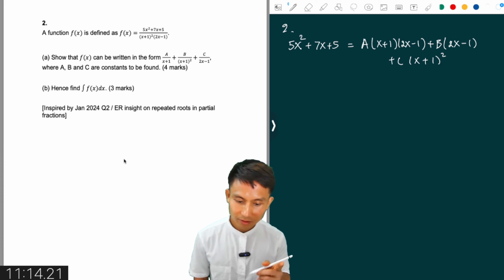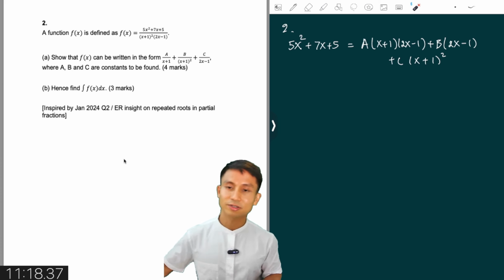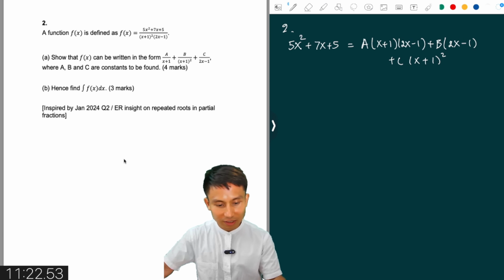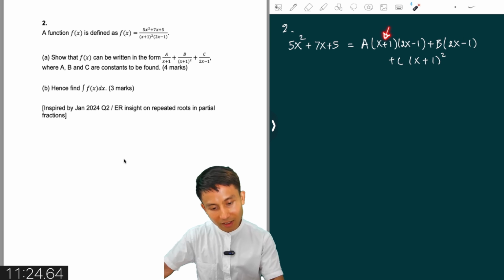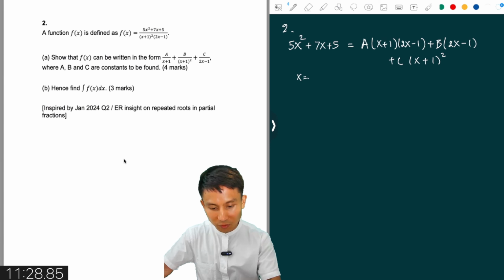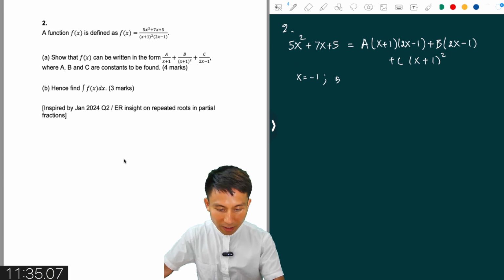And then we just substitute separately each of the critical values from these brackets here. For example, here it's x equals minus 1, so we're going to do x equals minus 1 here. We sub the left-hand side, so that's 5. I'm just going to write everything down here, like that.